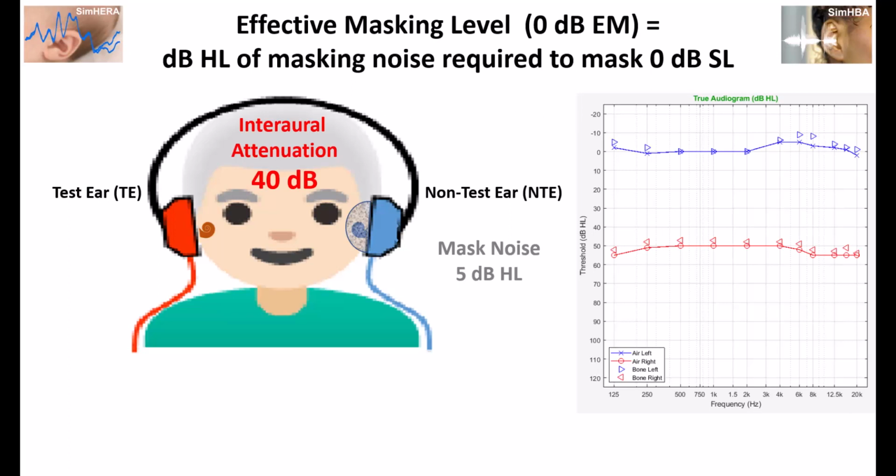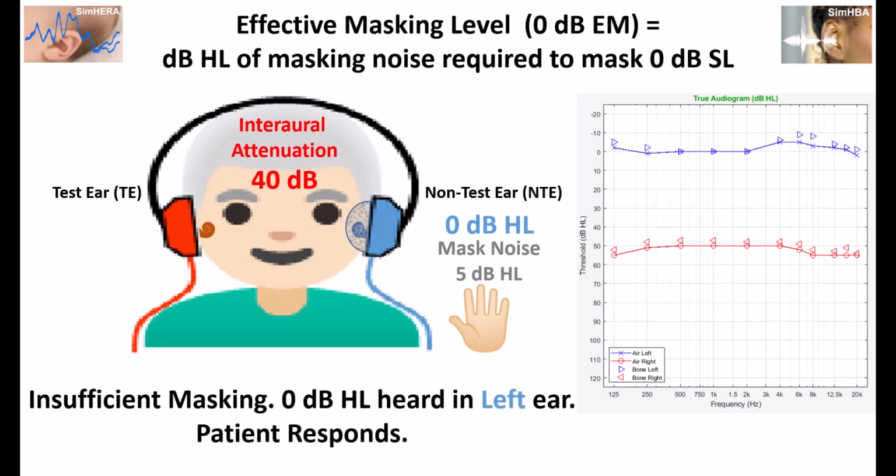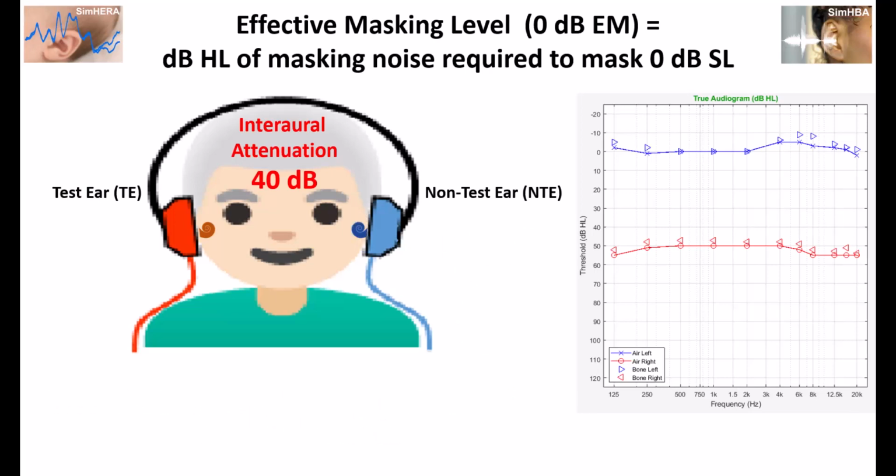But essentially, think about this: we're putting in a masking noise in the left ear, and then we put in a signal that is 0 dB HL, or in this case, 0 dB SL. Does the patient raise their hand? In this case, yes. So the 5 dB HL masking noise was insufficient to mask out a 0 dB HL sound. Then, since they heard it, we just raise the masker.